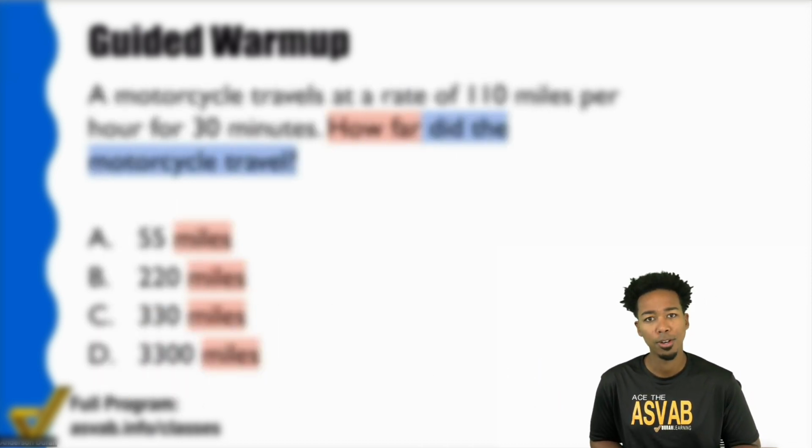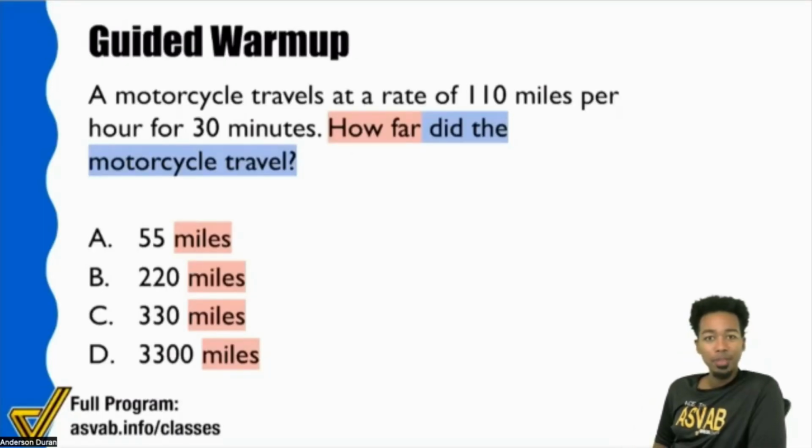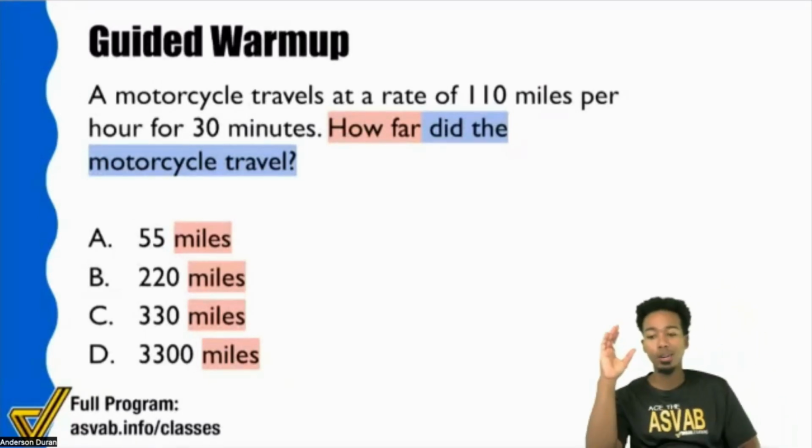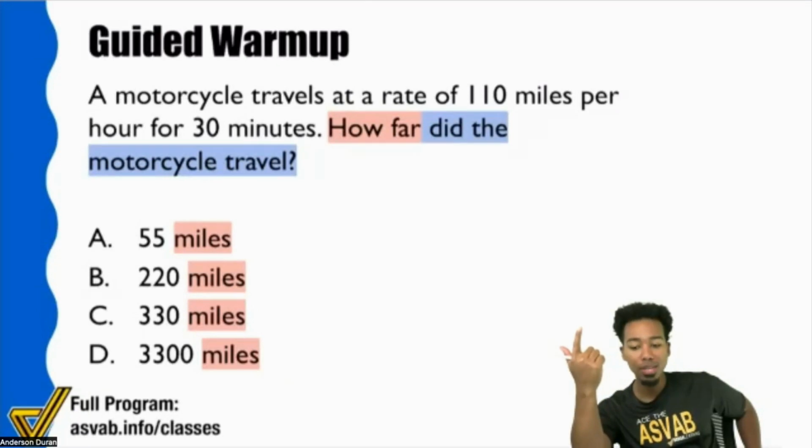Let's get back to the video though. Let's ace the ASVAB. That is distance. A rate would be like miles per minute or miles per hour. A time would be hours or minutes or seconds or days. That is just straight up miles. So before we continue, everybody, can we agree or disagree? We're looking for distance. How far, and the answers being in just miles gives it away.